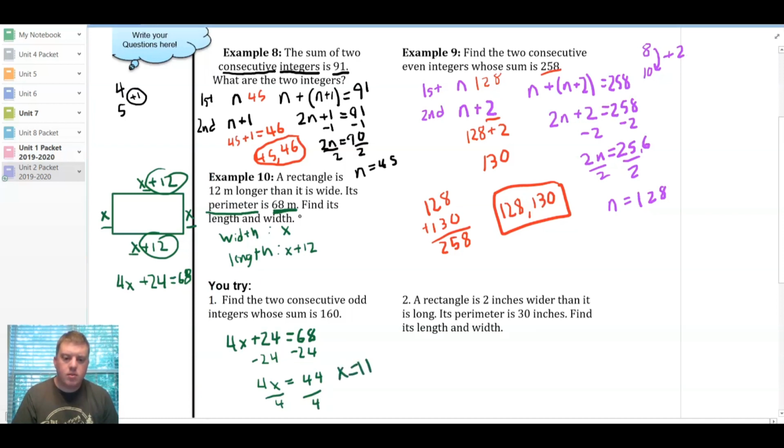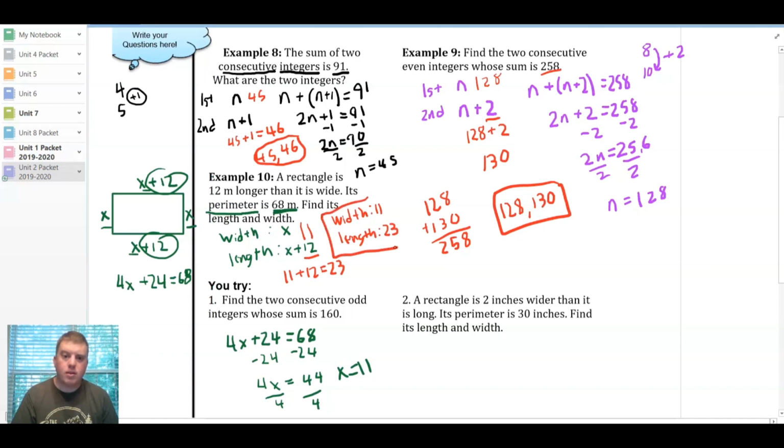So x we used as our width. So I'm going to go ahead and label that as our width. And then to find the length, all I have to do is add that 12 to it. So that's going to give me 23. So for my final answer, my width will be 11, and my length will be 23.